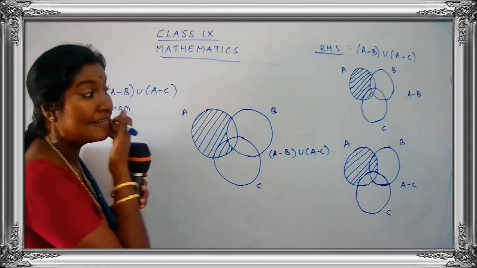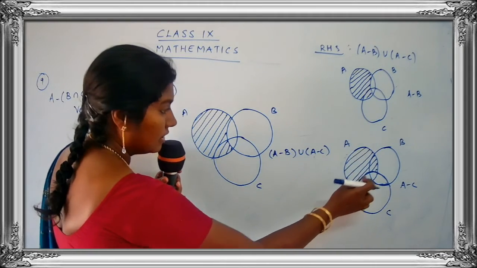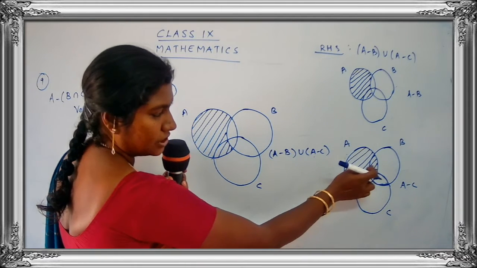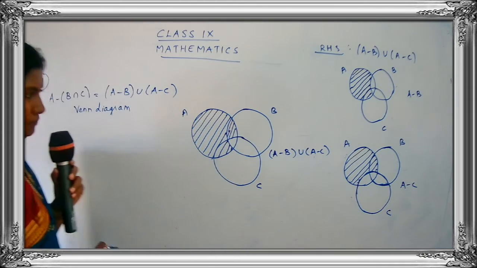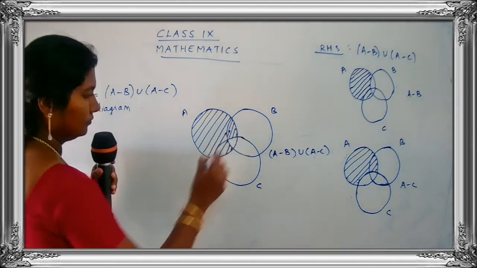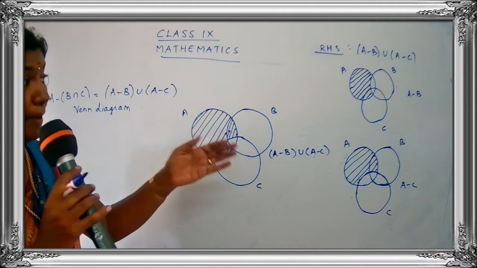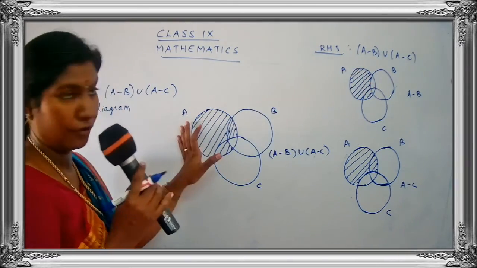Okay, now coming to the A minus C part. So already this part is shaded. Now this part is left out. The common part is left out. A intersection B. Yes, children? So you are going to shade this part also. That's all. Union means you are just going to combine A minus B and A minus C. So wherever the shaded parts are, you are going to bring them out here.